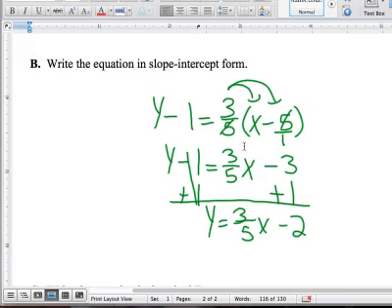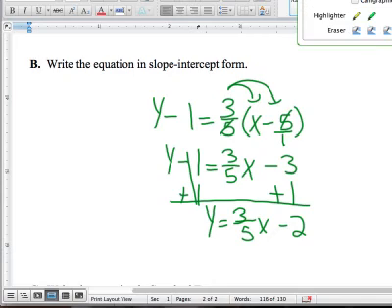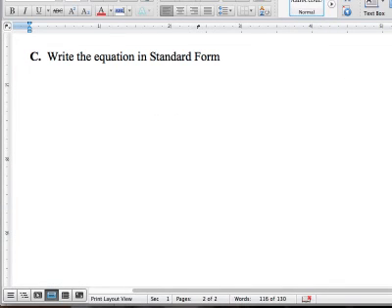Any questions on that process? Two steps: do the distributive property, then isolate y, get y by itself. Then we've got one more. We're going to write it in standard form next, like what we did over there on 24. So rewrite that equation: y equals 3/5 x, was it minus 2 or plus 2? Minus. Okay, so rewrite that: y equals 3/5 x minus 2.